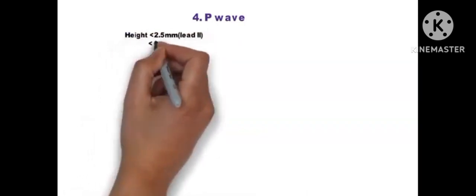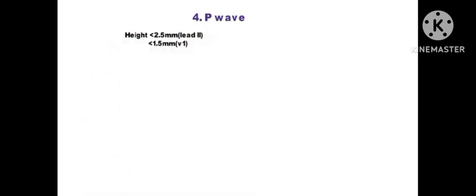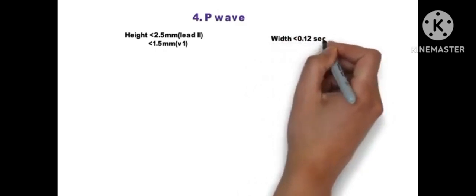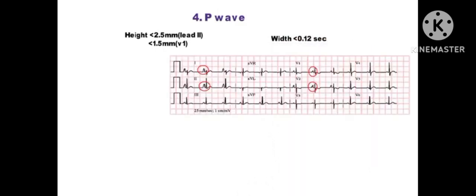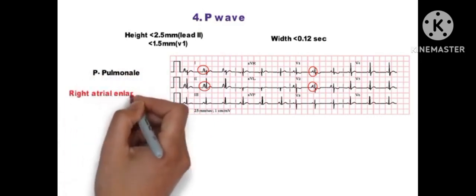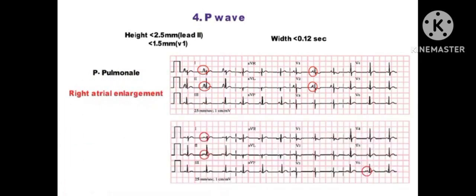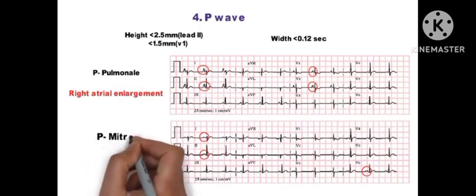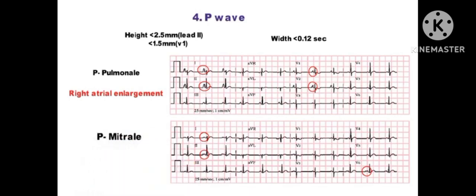Height of normal P wave is less than 2.5 mm in limb leads and less than 1.5 mm in precordial leads, and the width should be less than 0.12 seconds. In this ECG, as you can see, in lead 1, P waves are tall and peaked. These are called P pulmonale, which is seen in right atrial enlargement. And if P waves are bifid or have a notch in between, it is called P mitral. Remember, M shape for mitral, which is seen in left atrial enlargement.